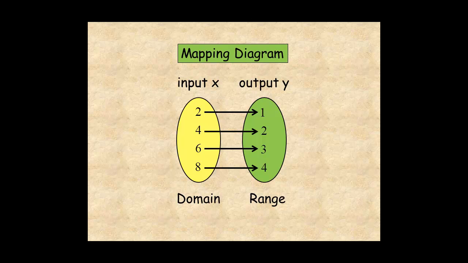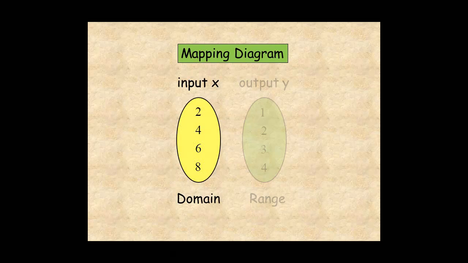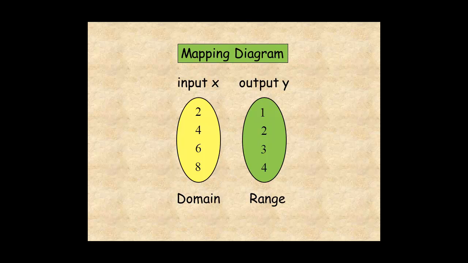Another way to represent a relation is with a mapping diagram. In a mapping diagram, the domain is shown on the left, and the range is shown on the right. Arrows show how each element of the domain is related to elements in the range. For example, if the ordered pair 4, 2 is part of the relation, there's an arrow between 4 in the domain and 2 in the range.